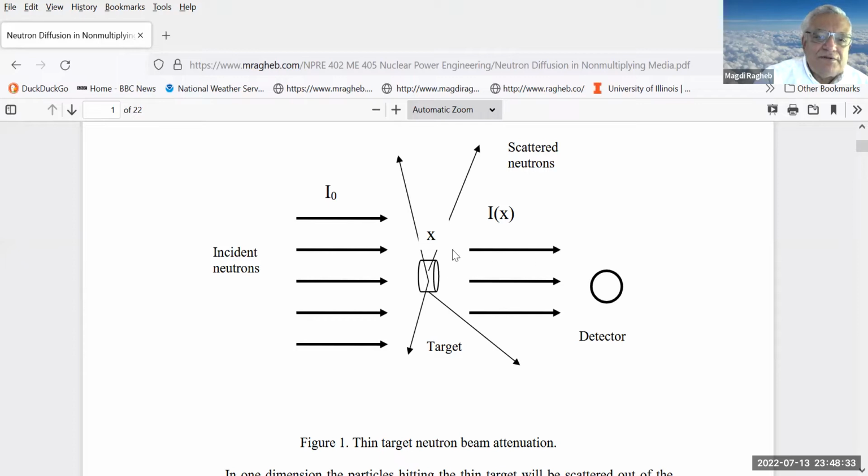So you end up on the other side of that target here with a beam that is not I sub 0 anymore, but that has been reduced in magnitude, I of x. And here on the other side now you can have a detector that detects for you how much the initial beam intensity has been reduced by placing that target in between the two, because that detector here could be a person that you are trying to shield against neutrons.